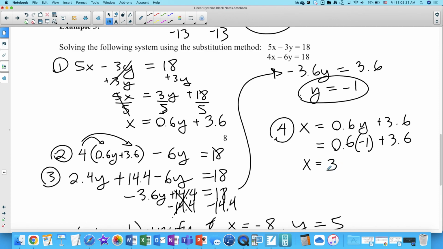Okay. All right, so I'm going to end there for today, and we're going to continue working on this on Monday. If you're multiplying 0.6 by negative 1, wouldn't it be negative 0.6? Yeah, so negative 0.6 plus 3.6 is 3. Oh. Yeah, yeah.